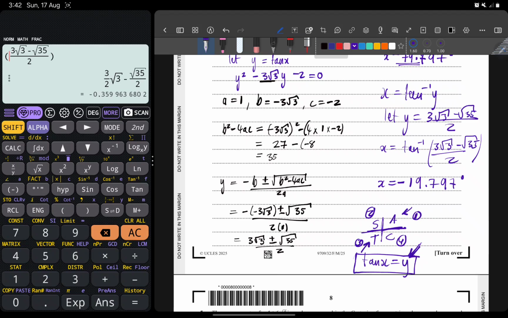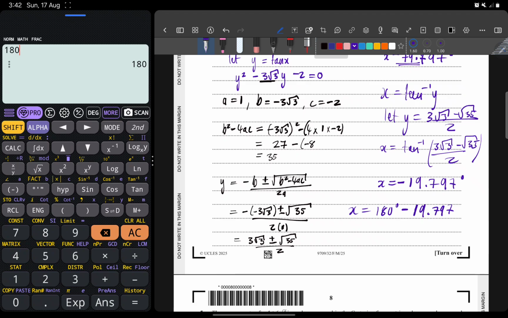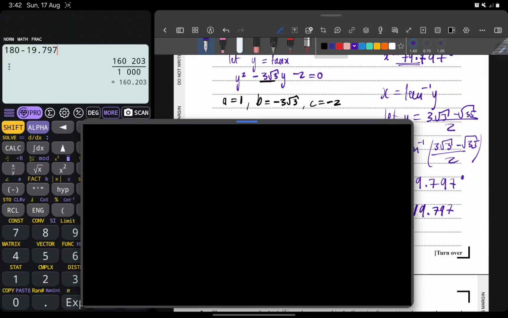So how are we going to get it? We just say 180 minus this solution. So we're just going to remove from this. We're going to say x will be actually 180 degrees minus 19.797. Let's do it. So we say 180 minus 19.797. We are going to get 160.2 whatever. So x here will be 160.203, which when we round off, x is equal to 160 degrees. Or we can say 160.2 degrees, to 1 dp since it's an angle.